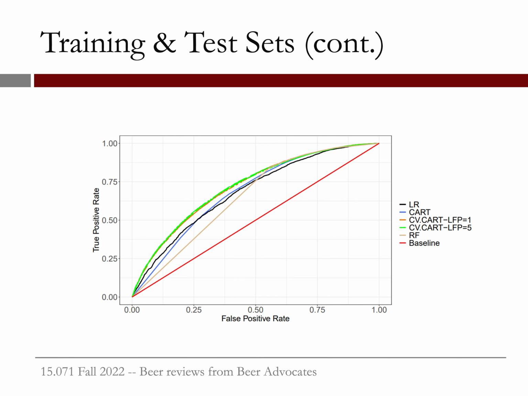If we take a look at all of our models in comparison that we have walked through in terms of classification, we can see the ROC curves presented in this plot here, and we can see that the cross-validation CART model with the LFP 5 has the best performance. The baseline is in red, and really all of the cross-validations were the best performing compared to the other models that we ran.